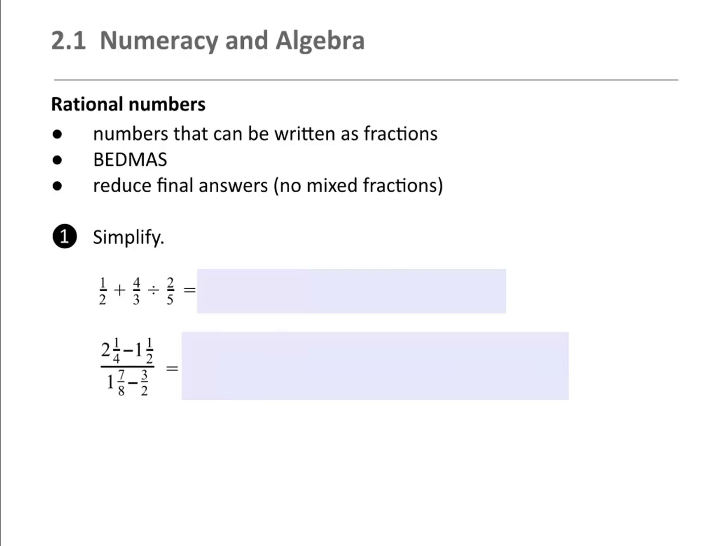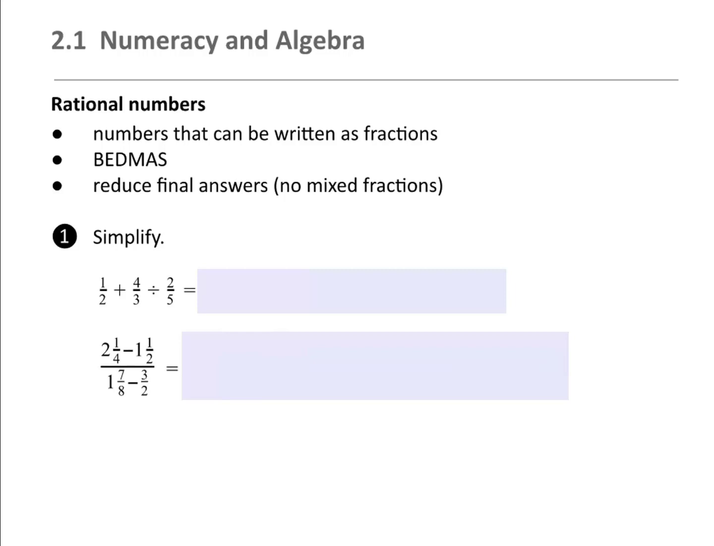BEDMAS, so just as a quick review, that's brackets, exponents, division, multiplication, addition, subtraction. In that order, of course, division and multiplication are interchangeable, and addition and subtraction are also interchangeable. Finally, reduce your final answers. No mixed fractions, so you can leave them as improper fractions. So 4 over 3 is okay.